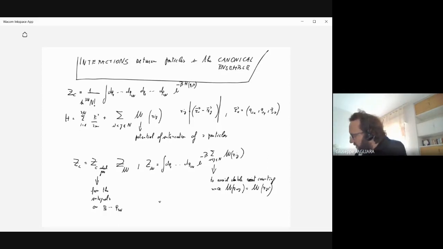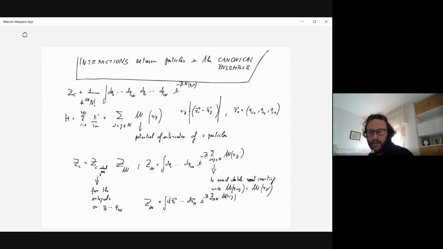Okay, this can be written also in this way. Let's collect the three numbers associated with the position of a particle in just a vector, and so we can indicate with dr1, ..., drn of e to the minus beta, and then the sum from i less than j less or equal than n u of rij. And this is the Z of U, in which I have just collected the three numbers of the coordinates in just one vector, which is the position vector.